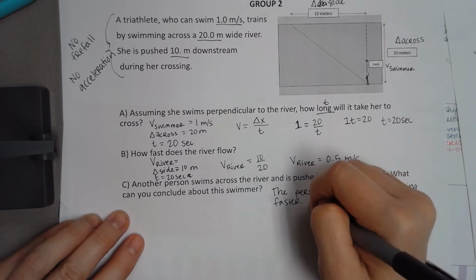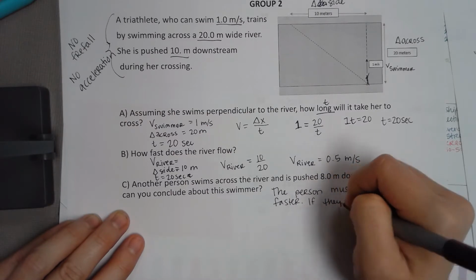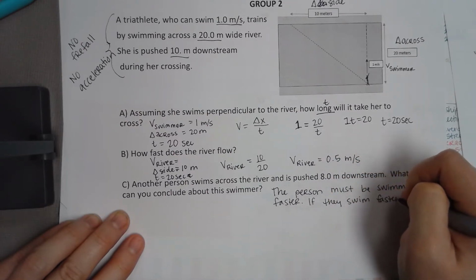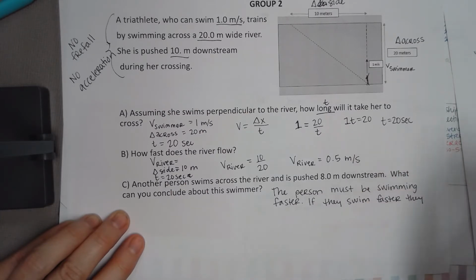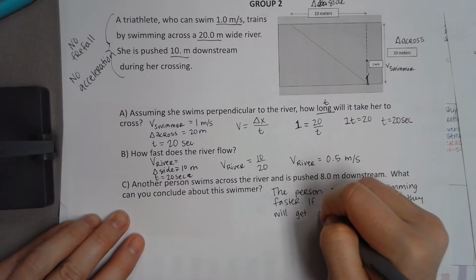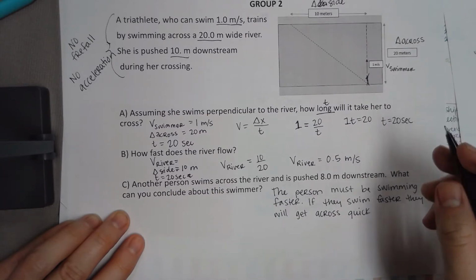If they swim faster, they are going to spend less time in the water, or they'll get across quicker, and there won't be as much time for the river to push them downstream.